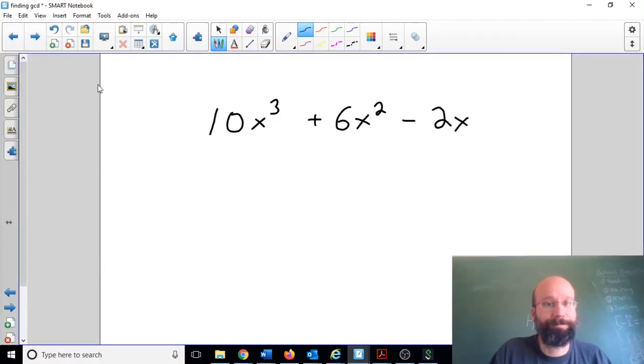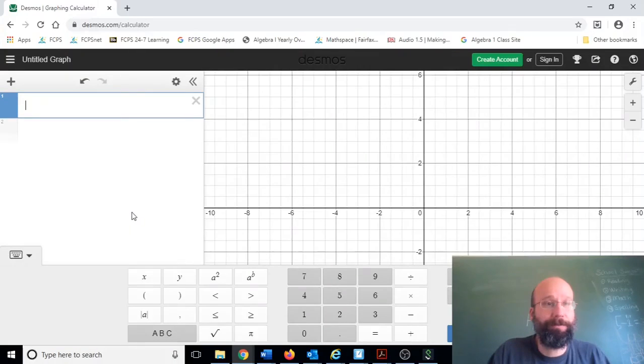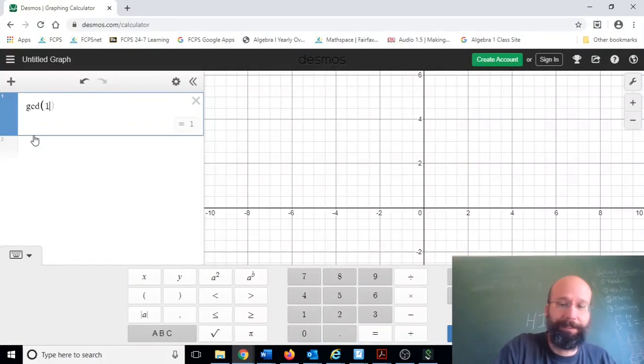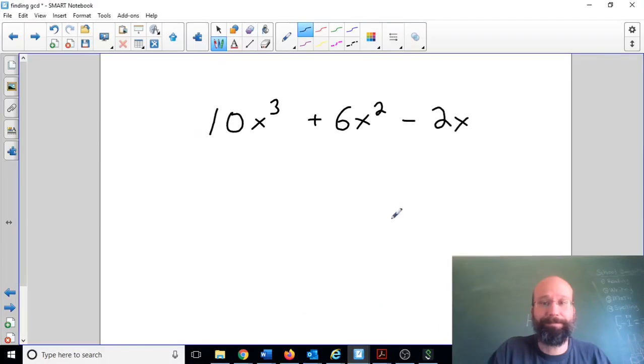A couple more. Here is a longer one, but the same rules apply. You're going to factor out the numbers first. So we have a 10, a 6, and a negative 2. So we're going to go to our Desmos. We're going to hit Functions, GCD. We're going to put a 10, a 6, and a positive 2. We don't have to worry about the negative. It'll tell us what the GCF of these 3 terms is. It's 2. So we go back, and we know that our number that we can take out is a 2.